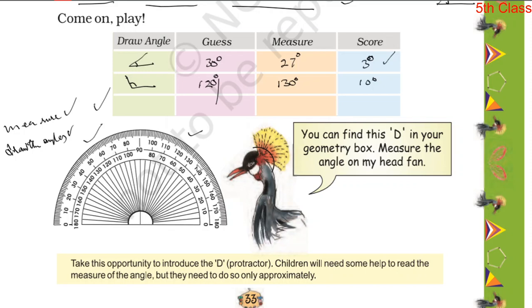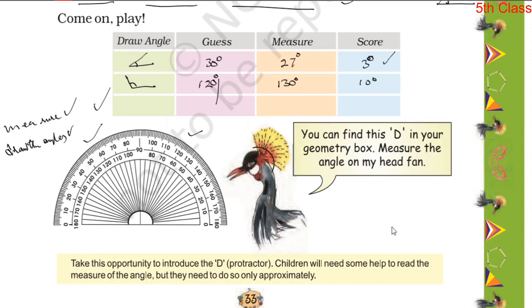Here, if you observe, what is the name of this one? So we call it a protractor. This is the instrument which is used in the geometry box. It is one of the instruments in the geometry box. So now, while measuring the angles, two things should be remembered. What are the two things? Lines should coincide with the baseline of the protractor.